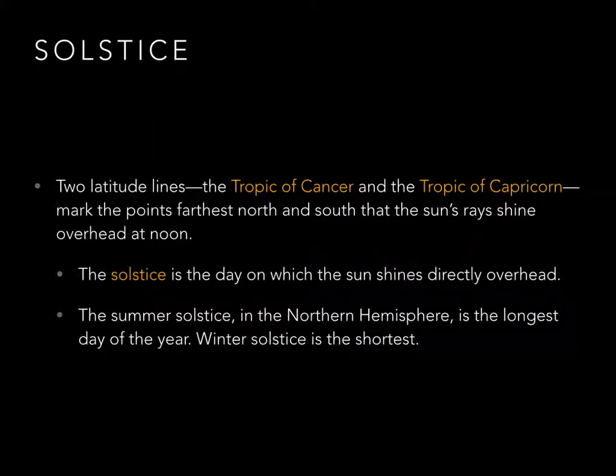Solstice. 2 latitude lines, the Tropic of Cancer and the Tropic of Capricorn. These mark the points farthest north and south that the sun's rays shine overhead at noon. The solstice is the day on which the sun shines directly overhead. The summer solstice in the northern hemisphere is the longest day of the year. Winter solstice is the shortest.